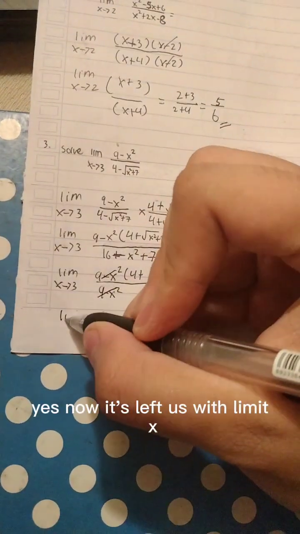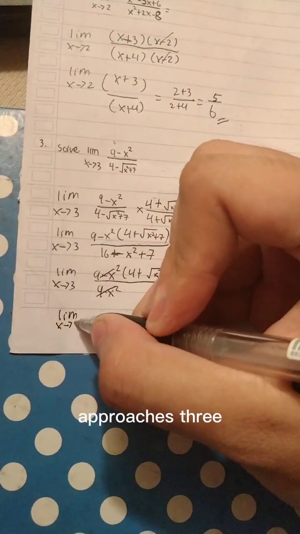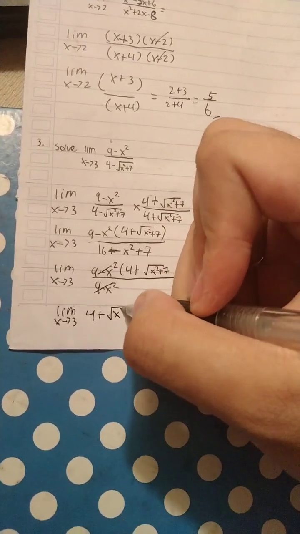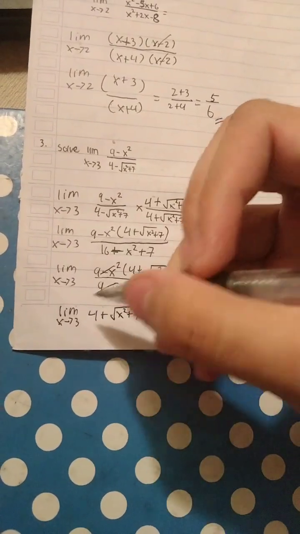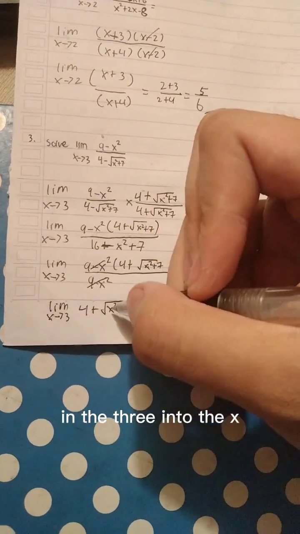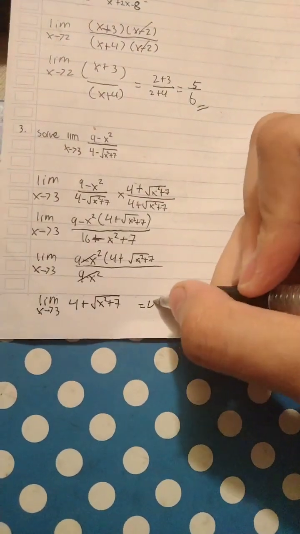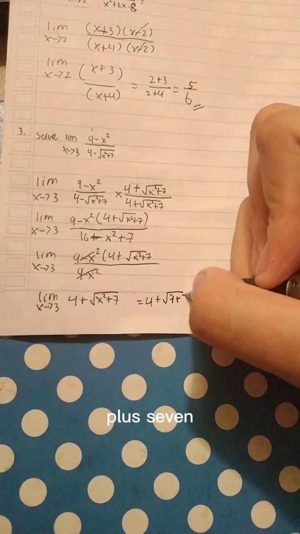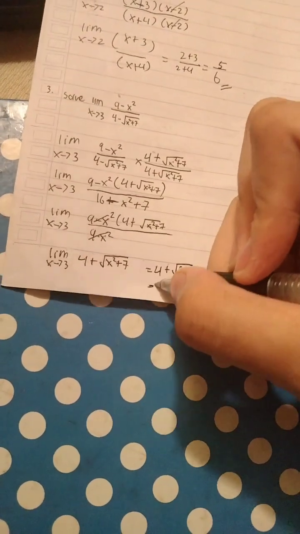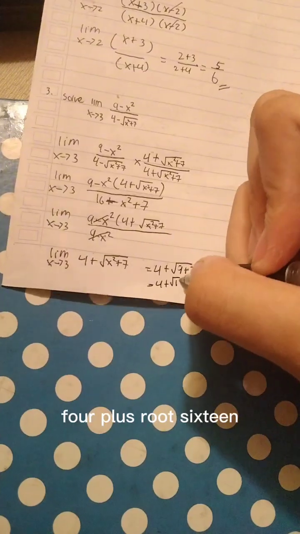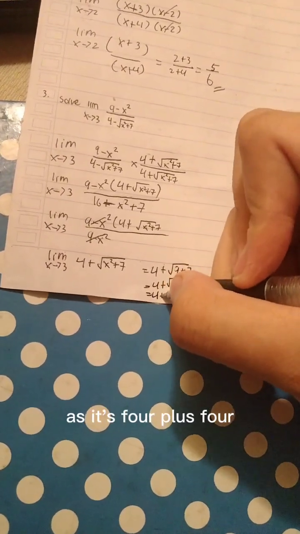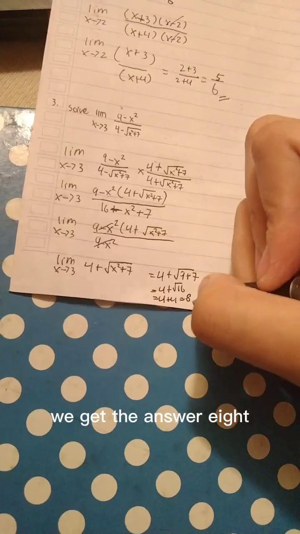Yes. Now it's left with the limit as x approaches 3 of 4 plus root of x squared plus 7. Now let's put the 3 into the x. 4 plus root of 3 squared, which is 9, plus 7, so it goes to 4 plus root 16. What is the root of 16? It's 4. So we're left with 4 plus 4, and we get the answer 8 for wajib.